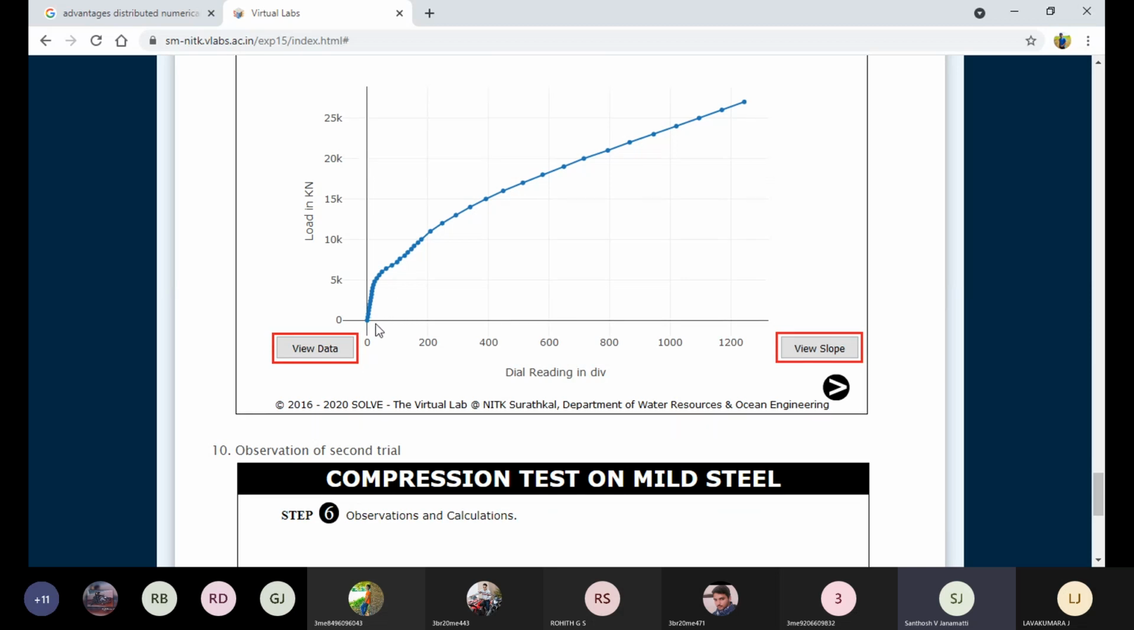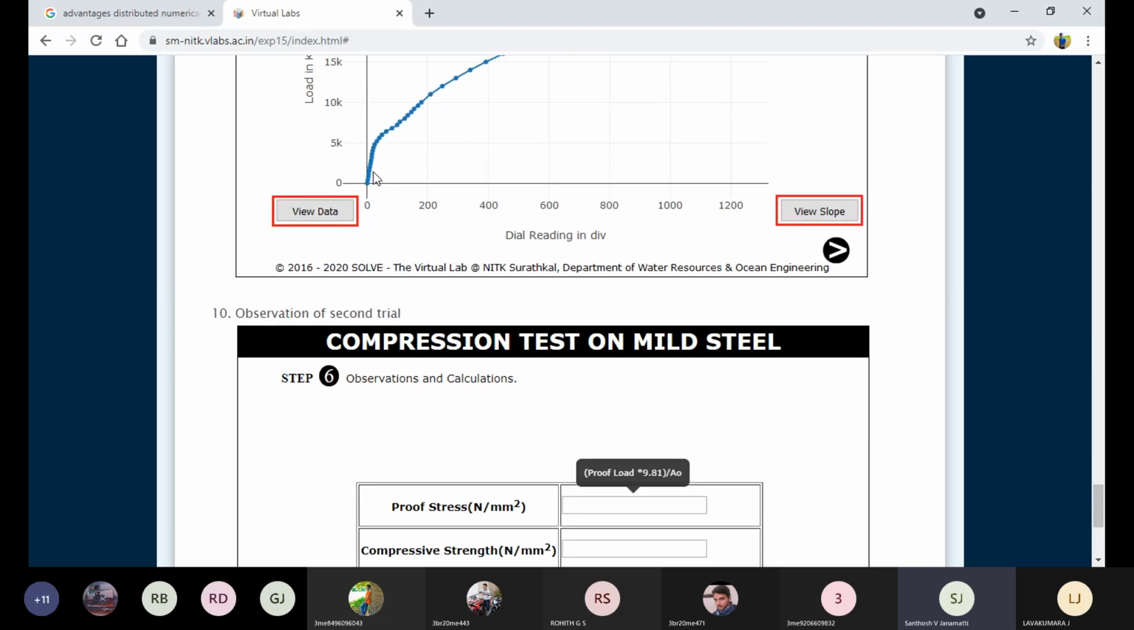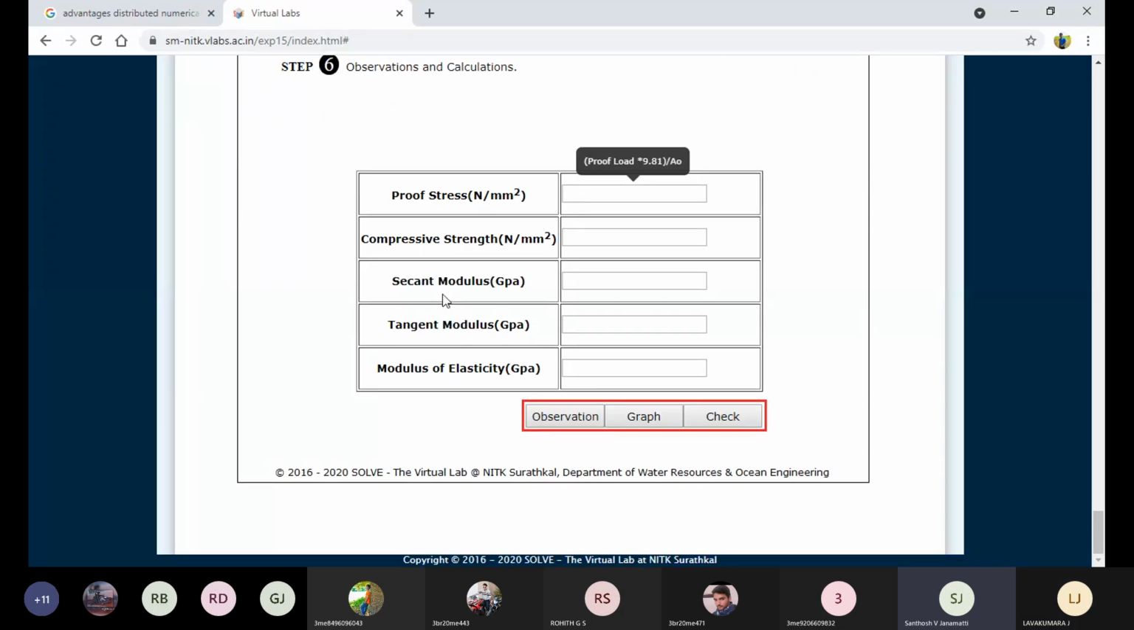So at this stage we cannot apply a straight line or slope. There is too much curve, so how can you apply the slope? In that condition you can take the secant modulus and tangent modulus. We already discussed these things in our material science, in the first module, second chapter: in what conditions we can apply the secant modulus and tangent modulus, and what the proof stress will be.